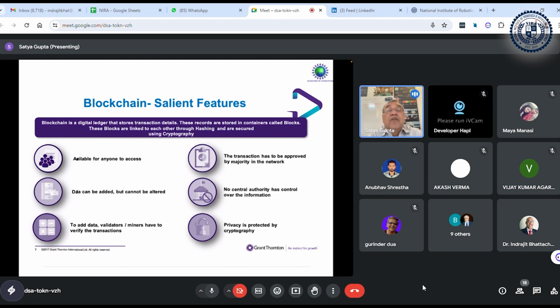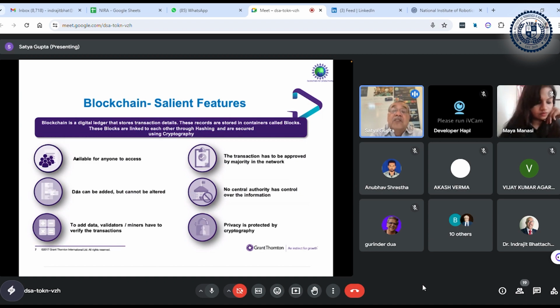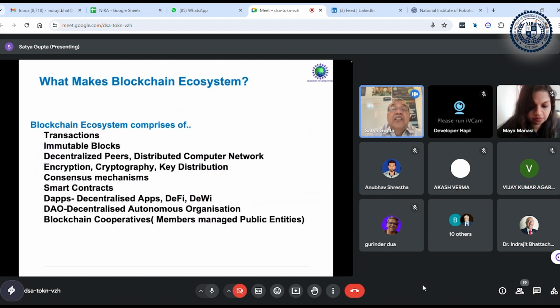So the salient features of blockchain are that the data is available for everyone to access. Data can be added, like a block can be added, but cannot be altered. So it is append only. To add data, validators, which are also called miners in some of the blockchains, have to verify the transactions. The transaction has to be approved by the majority of the network. That is 51% what they call. So if the majority of the network approves it, then only it is added to the chain as the next block. No central authority is there or has control over the information. Privacy is protected by cryptography because data is pseudonymized actually, and that is where the cryptography helps. So these are some of the salient features.